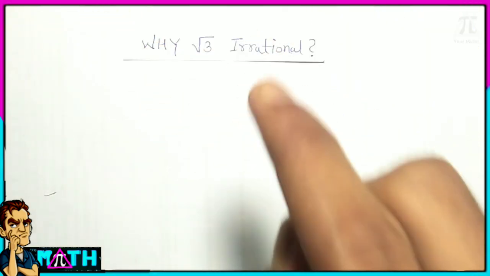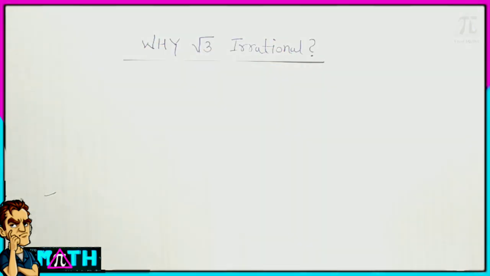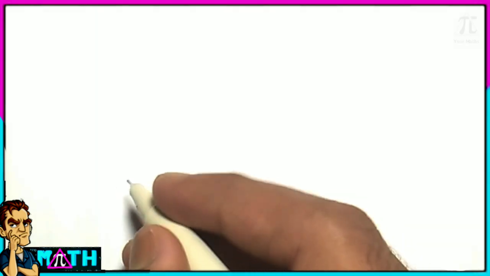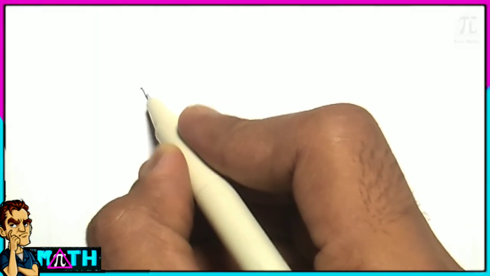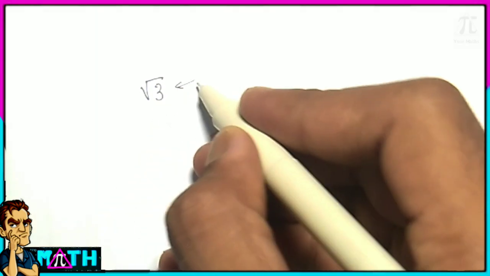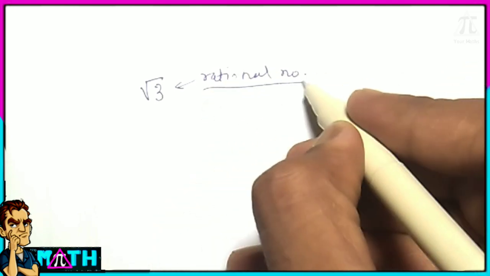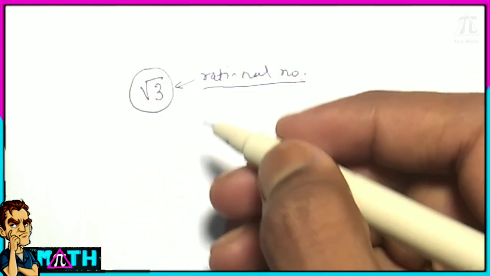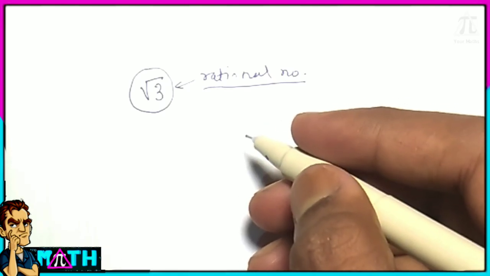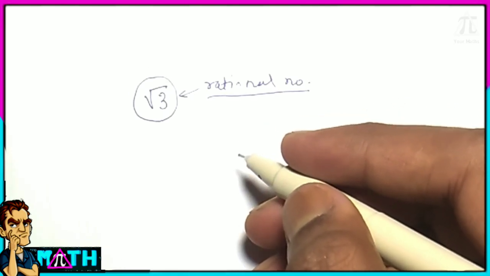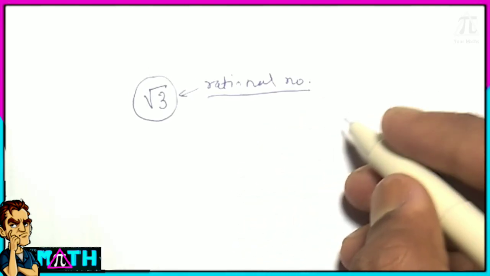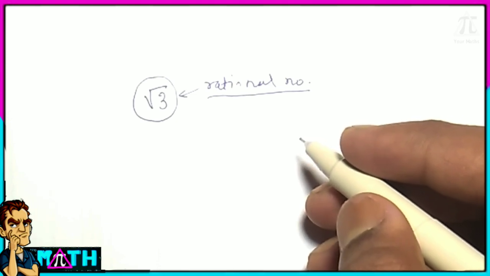Today we are going to prove why root 3 is an irrational number. So let's go. As you know, root 3 is a real number. If I consider root 3 as a rational number and prove that it is not rational, then it must be an irrational number, because real numbers have two types, rational and irrational. So if it is not rational, then it must be irrational, and that is what we call proof by contradiction.